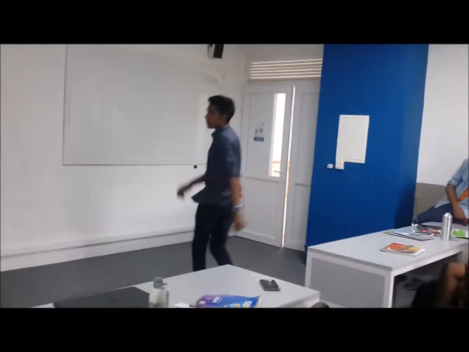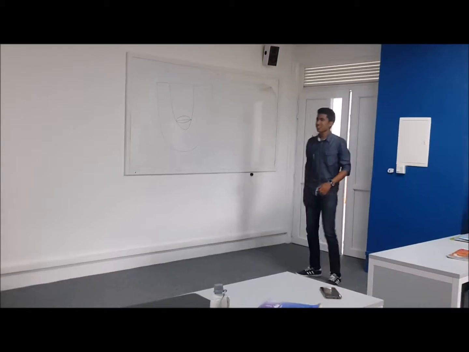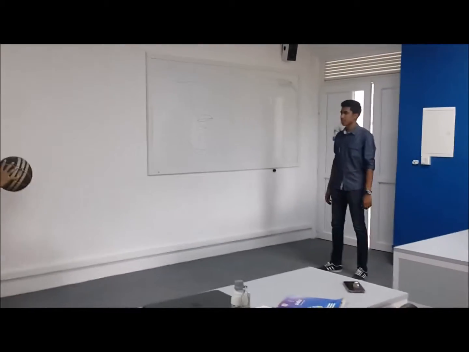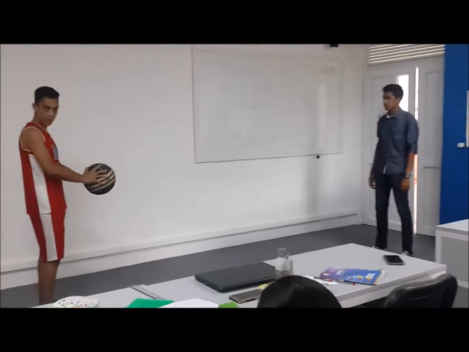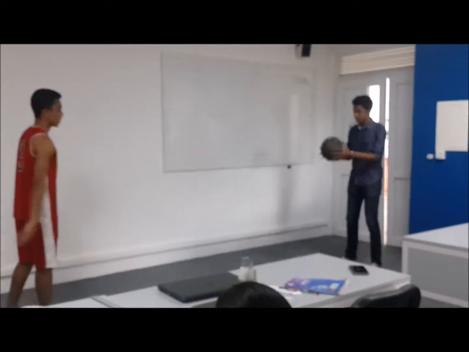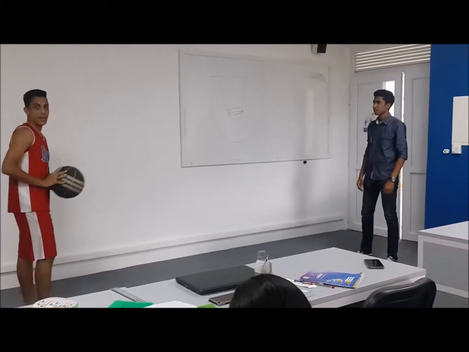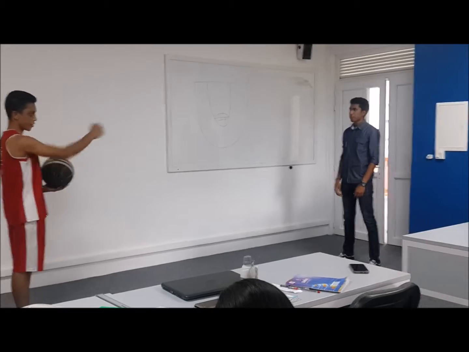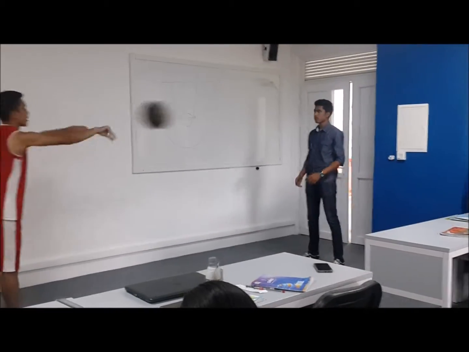Now we'll show how to do a pass. There are 3 types of passes in basketball. First, there's the bounce pass, so you make it bounce on the floor and reach the player, like this. And then there's the chest pass. The chest pass is just from the chest, so it's like this.